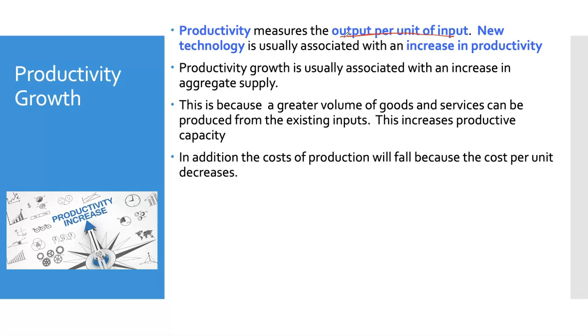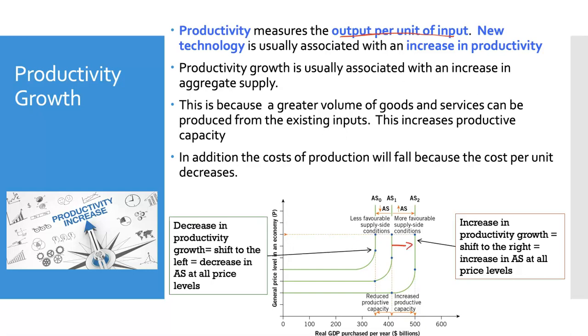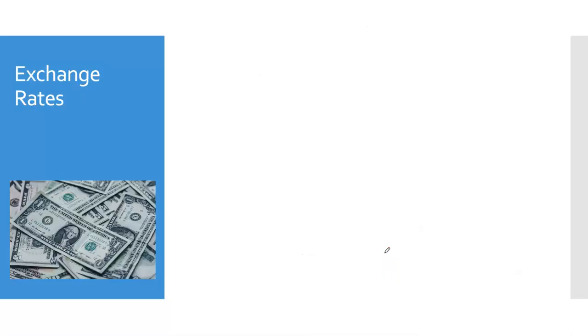So our cost of production will fall because cost per unit decreases. We can produce more goods with our existing inputs. This is all going to increase productive capacity and make suppliers more incentivized to make more goods at each price level. So if we have an increase in productivity, we will have a shift to the right. And a decrease in productivity, we will have a shift to the left.